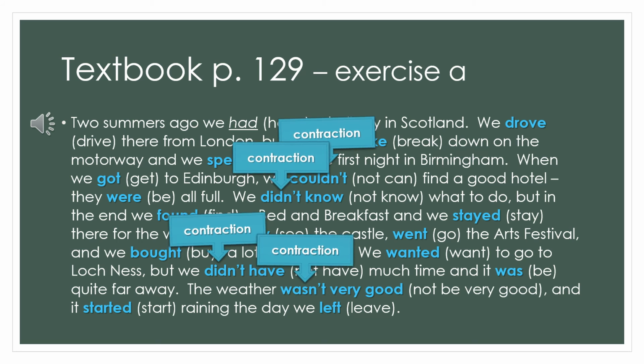You could also have used contractions. Could not becomes couldn't, couldn't. Did not becomes didn't, didn't know. Again, did not becomes didn't, didn't have. And was not becomes wasn't, wasn't very good.